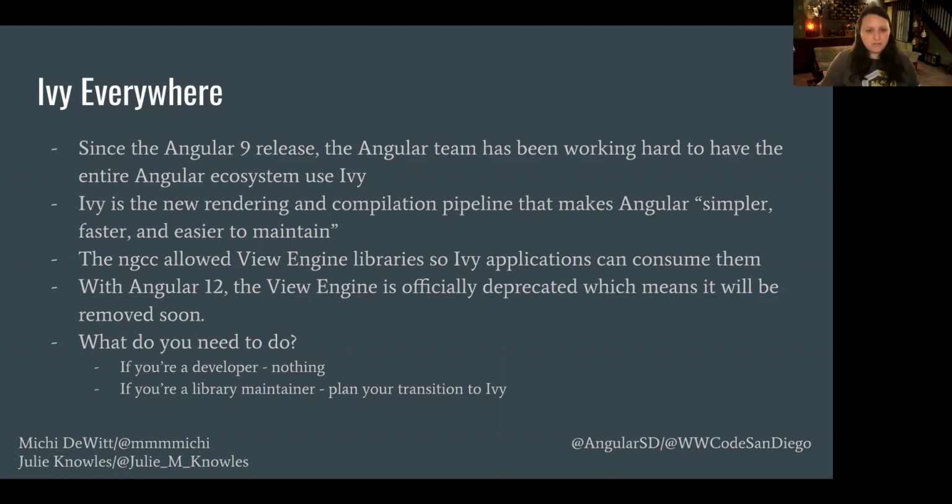So with Angular 12, the View Engine has officially been deprecated. In the last couple of releases, it's still been around. They haven't deprecated it. They've been kind of nudging everyone saying, please move to Ivy. But now with Angular 12, it is officially deprecated, which means that it is going to be removed in a future release soon. They didn't say for sure which one it's going to be removed in, but at this point, you can generally assume that if something's deprecated in one release, it can be removed in the next one.